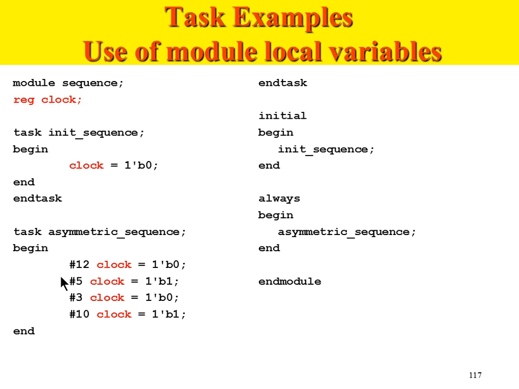Yeah, I'm done. Now functions, let's look at functions. The keywords are function and endfunction. It cannot have any timing control constructs. It will return a single value, so there will be a single output. And it will have at least one input.